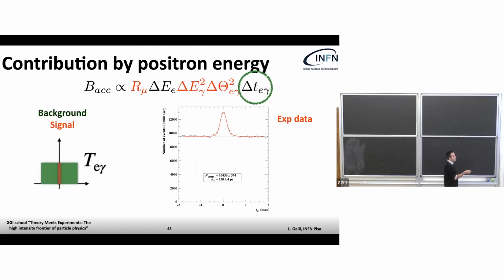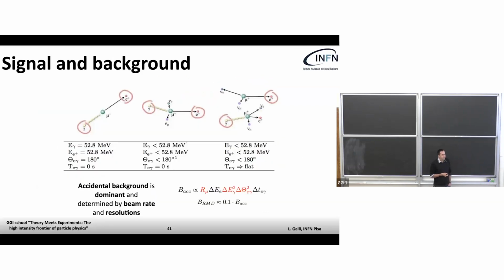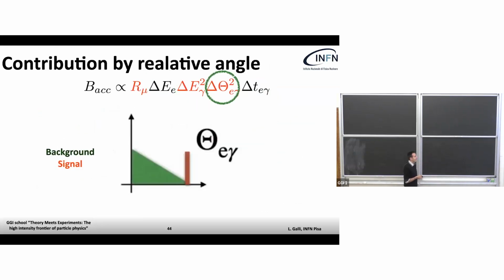Okay, and this is real data in which you see the flat distribution of accidentals and this peak, which is unfortunately not the signal, but which peak is this? Which kind of signal is this? Not mu to e gamma, because it would be nice, of course. Any idea where this Gaussian peak comes from? This is the time difference of positrons and photon. For the middle one, exactly, for the middle one, okay?